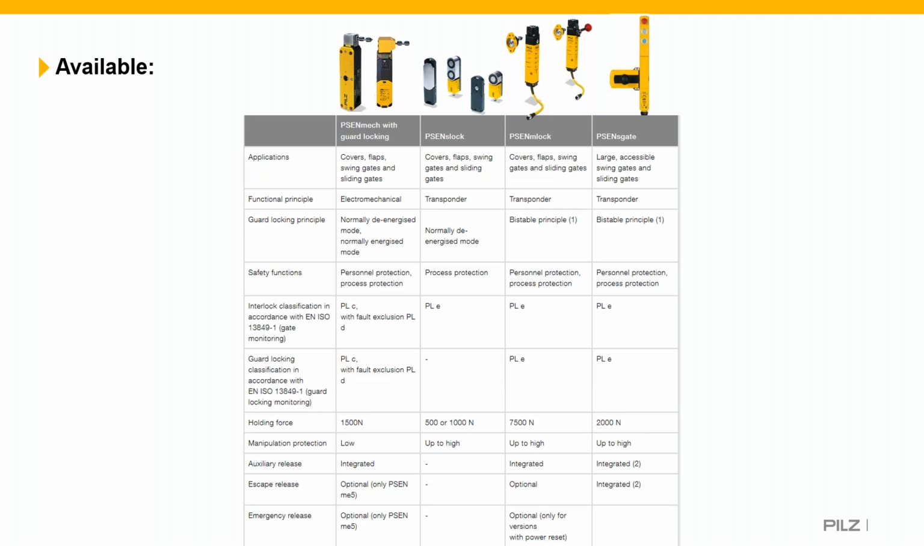We have our PSEN s-lock range, again for covers and flaps, but that's typically for process protection up to PLe because it's a magnetic force that retains it. We have our m-locks, which is a bistable principle up to PLe, likewise with our PSEN gate interlocks.